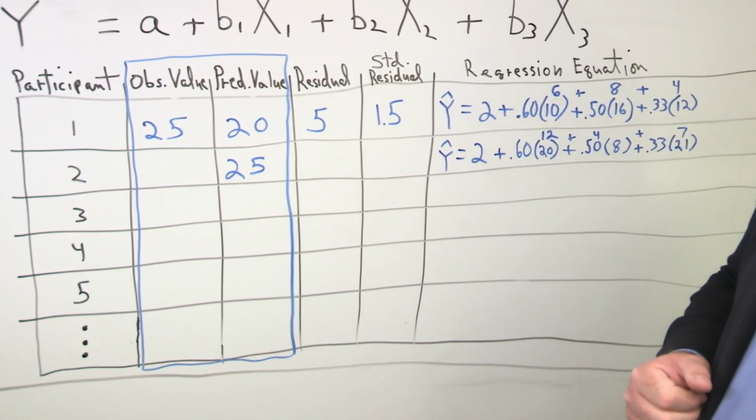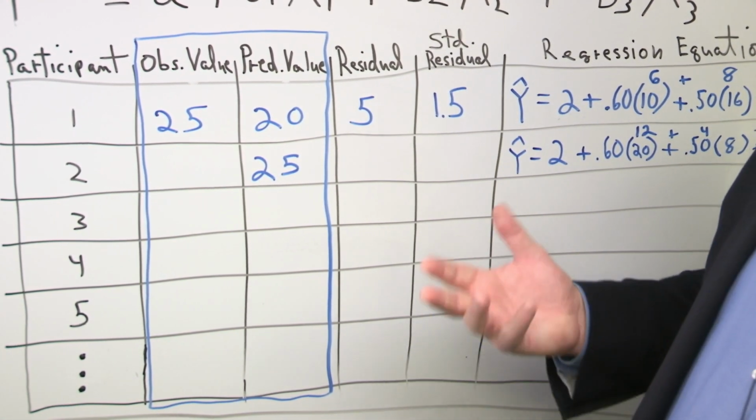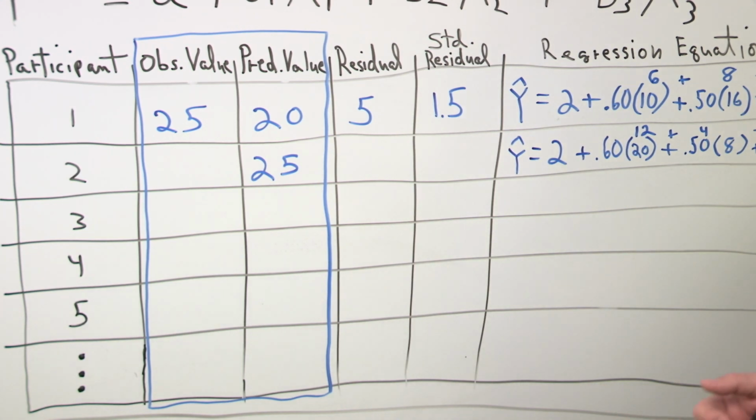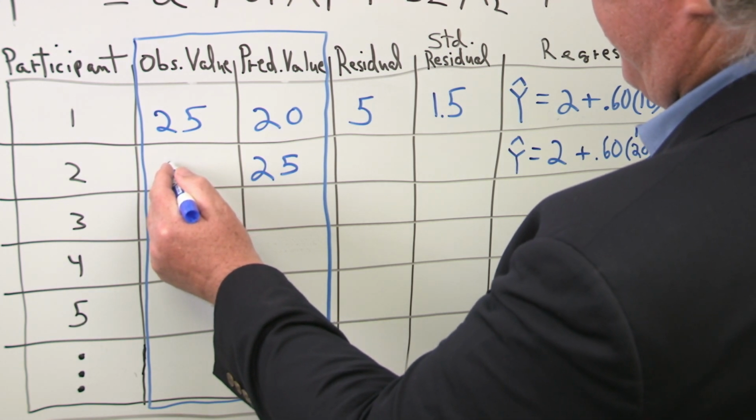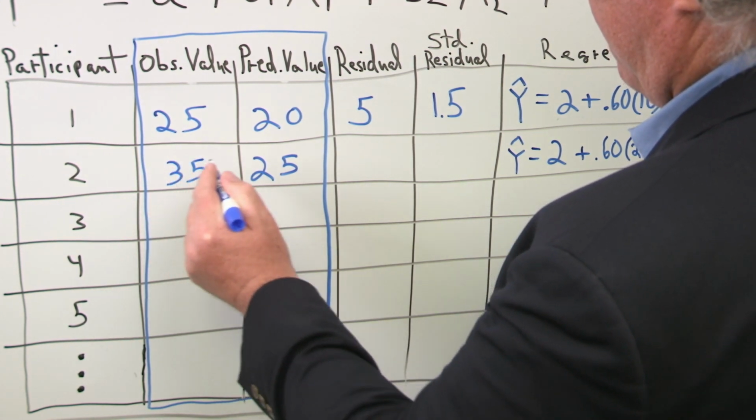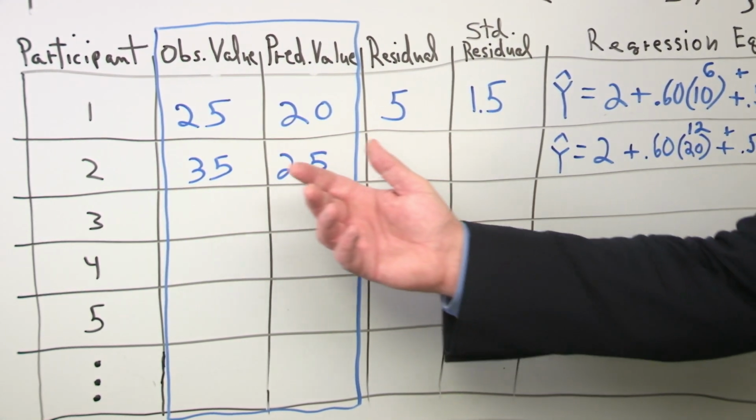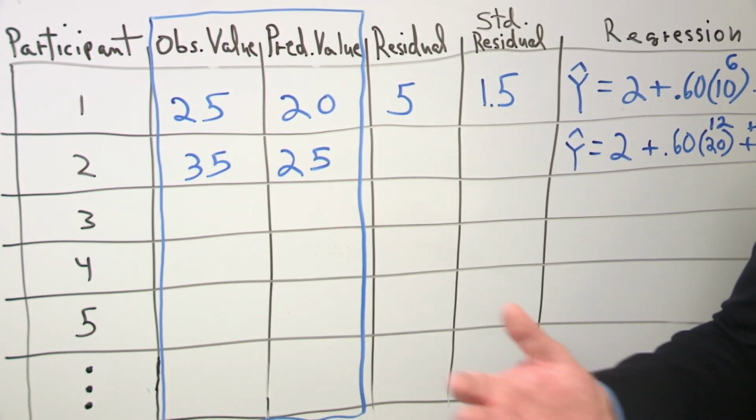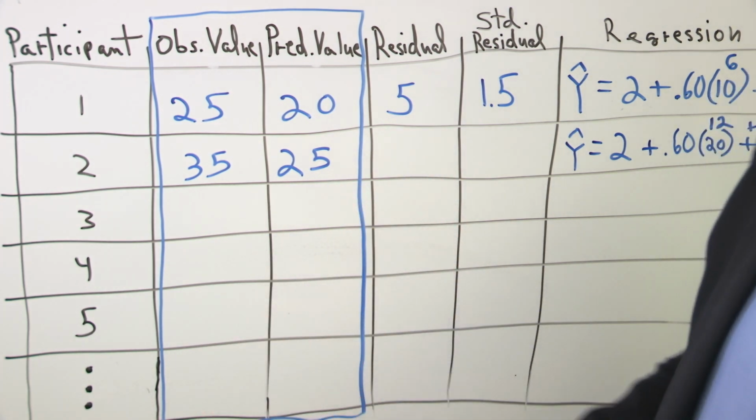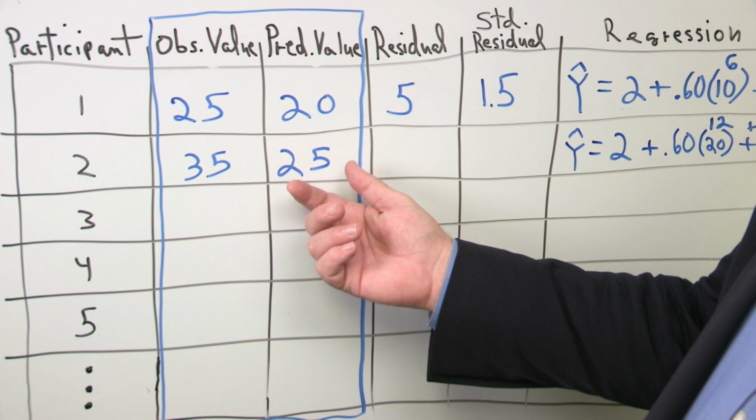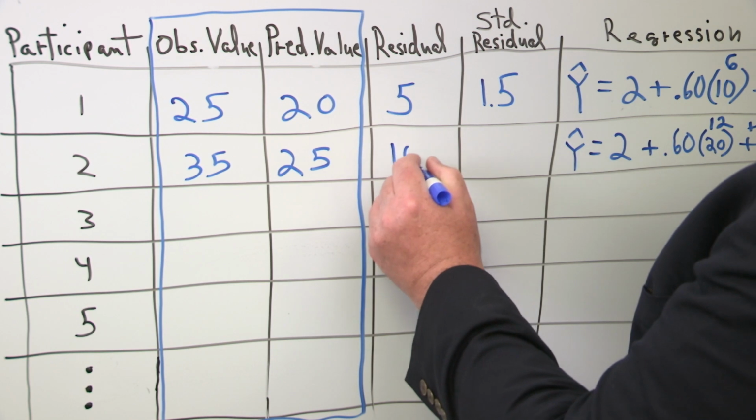is 25. And let's say that for participant 2, their actual observed value in the outcome variable measure was 35. Just looking at that, that looks like the predicted value is a good distance away from the observed value. The residual is 10. Predicted value, 10 units away from the actual observed value on the outcome variable measure. So the residual is 10.